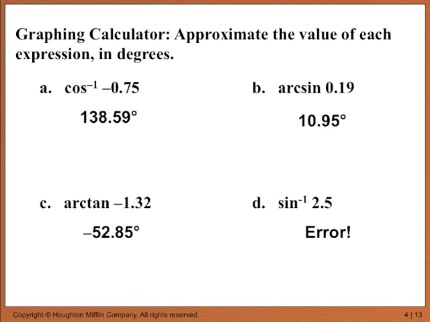But when you're dealing with inverse functions, you need to keep in mind the domains and ranges. And since the domain of the inverse sine, you can review that from a previous screen, is from negative 1 to 1, then 2.5 is impossible. There is no inverse sine of 2.5.